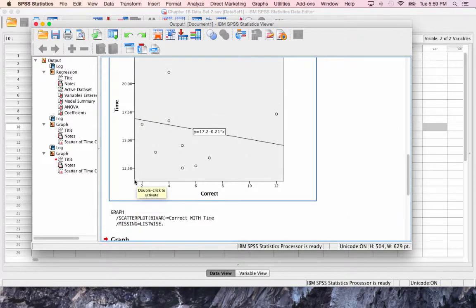So in this case, if a student got 0 questions correct, we would expect them to spend about 17.2 seconds on each question. X is 0, y is this value. You may see this in the equation as well. 17.2 is the number all by itself. The second part of the equation is the slope, negative 0.21.